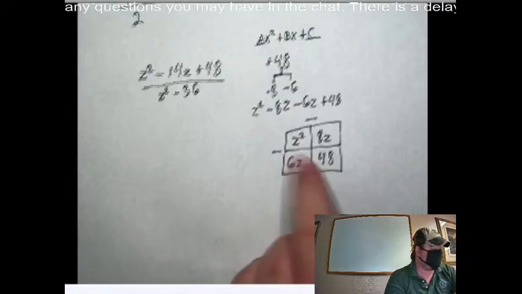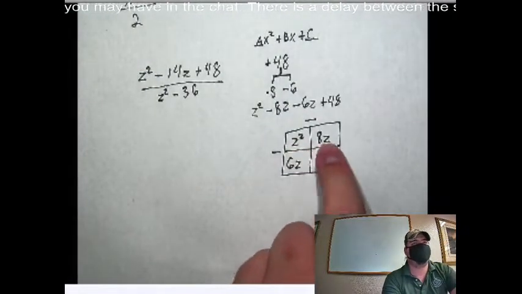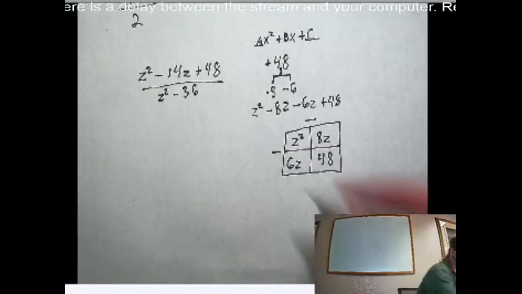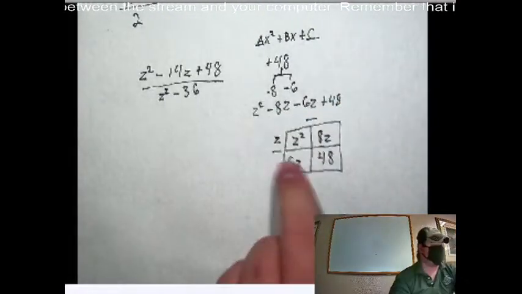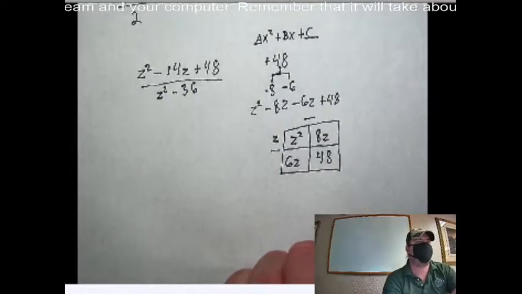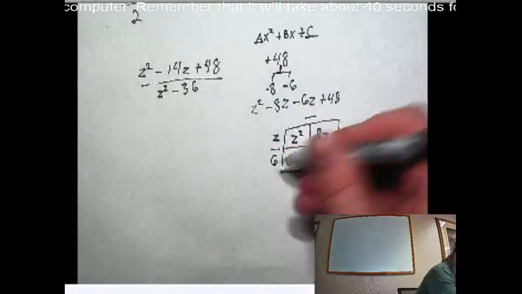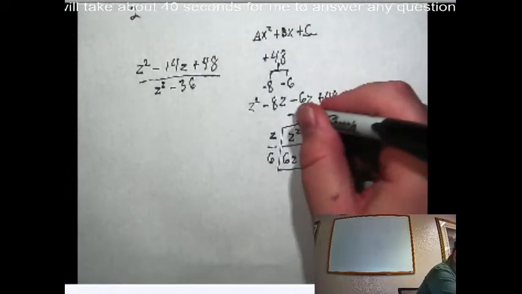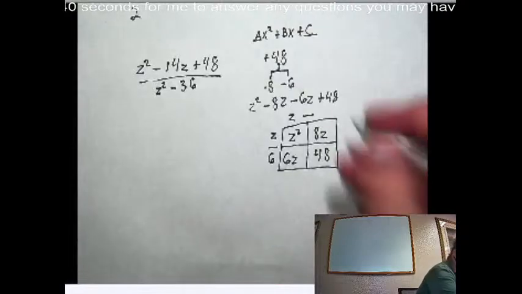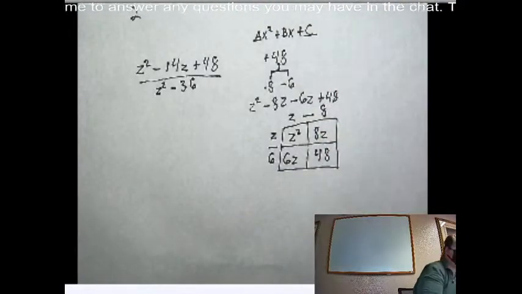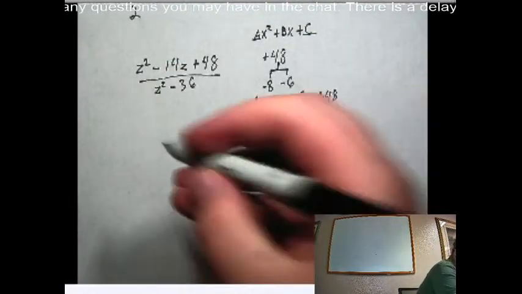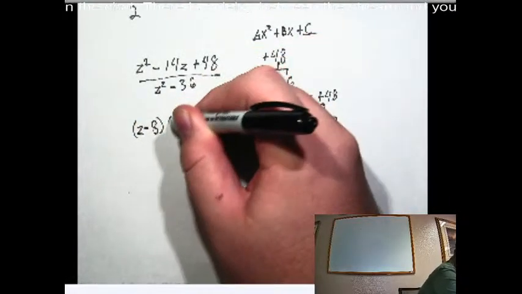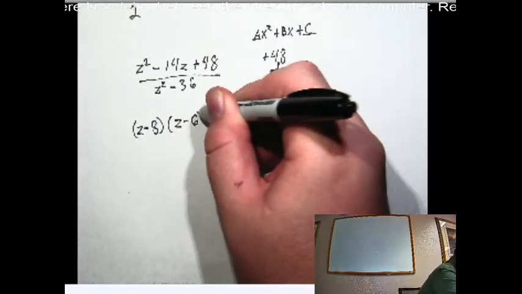So now we can factor this. This row right here, these two numbers, what do they have in common that I can divide them by? Yeah, the common factor is z. How about this row, 6z and 48? 6. This column, z squared and 6z, z. This column, 8. So factoring this, we get z minus 8 and z minus 6.